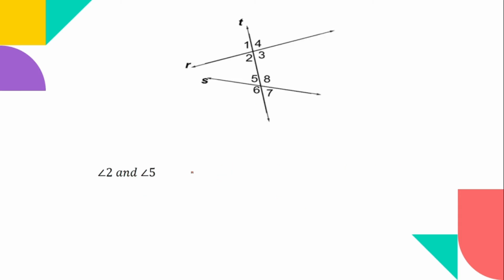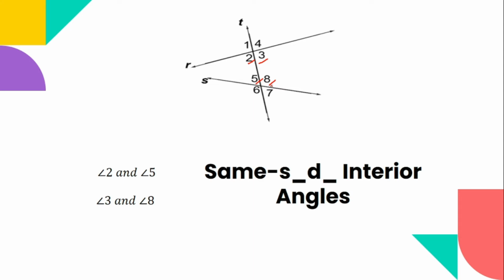Given the same pair, I have naman here the pair of angle 2 and angle 5. Ito si angle 2 and angle 5. And the other is I have angle 3 and angle 8. Kung mapapansin nyo, sila ay nasa magkaparehong side. That's why we call this as same side interior angle.